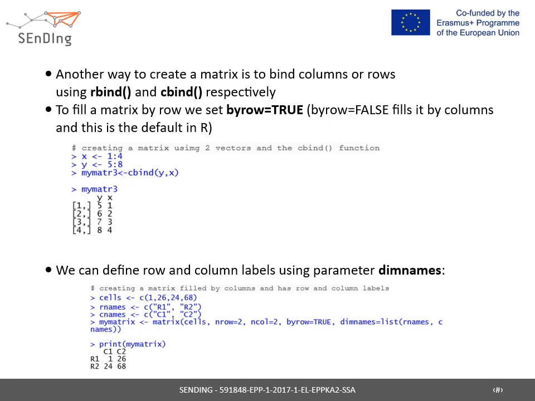It is also possible to define labels for columns and rows using the parameter dimnames of the matrix function, which should be assigned a list value as in the following second example. Arguments of the list function are 2 vectors containing the names of rows and columns respectively.